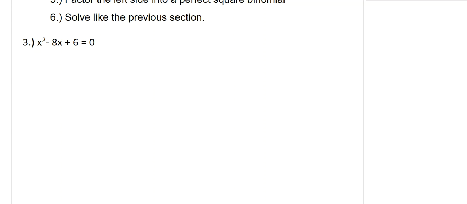So I kind of go through the checklist. Is it in standard form? Do I need to divide by a? Both of those, it already worked out. The leading coefficient's 1, it's already in standard form.